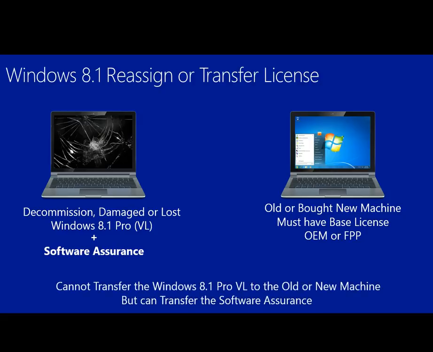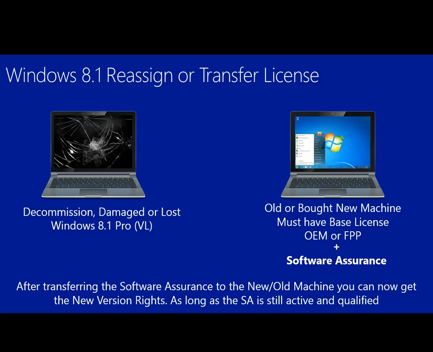Now, I can transfer the software assurance. So once I transfer the software assurance, remember with software assurance benefits, I can have new version rights. I mean, I can upgrade to a newer version. I didn't have to buy a new license as long as the software assurance is still active and it's qualified. Okay? So now, once I transfer the software assurance to the Windows 7 Pro, I can upgrade to Windows 8.1 Pro. It's almost transferable, right? So that's the benefit if you have a software assurance.